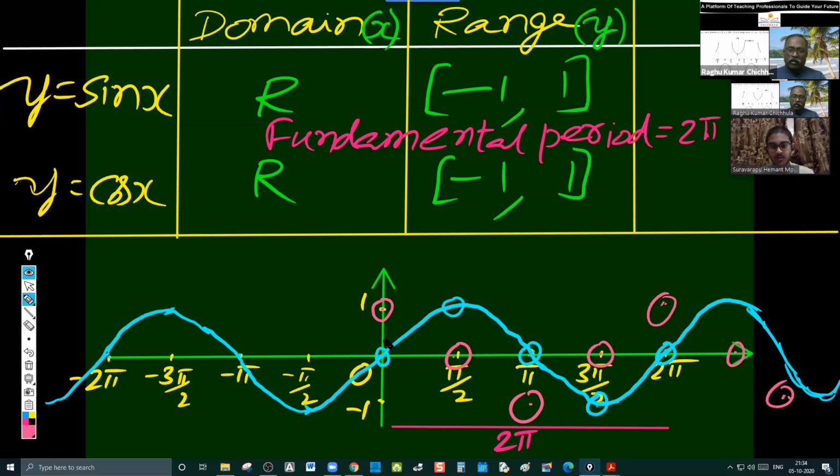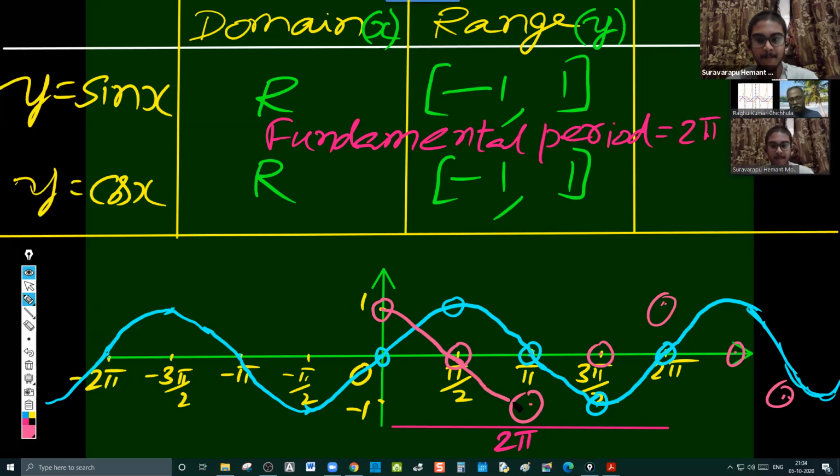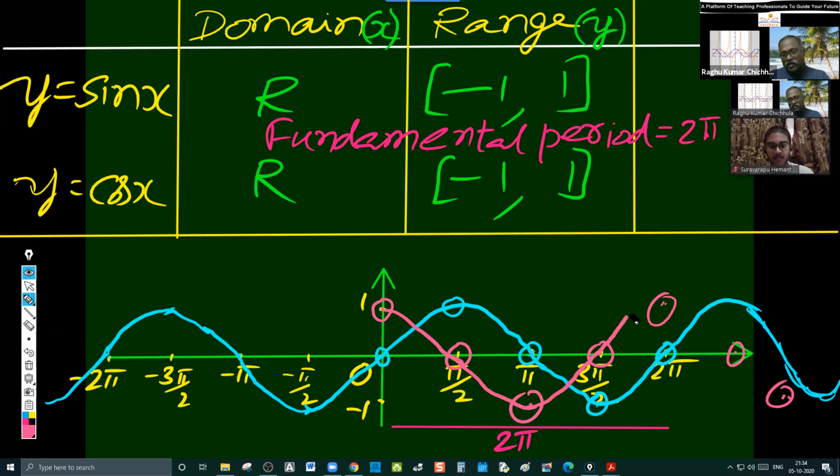So the cosine graph is very much similar to sine only. But the difference is it starts with 1. The sine function passes through the origin, whereas the cos function does not. Cos function does not pass through the origin. That is the difference here. But periodically they are the same.